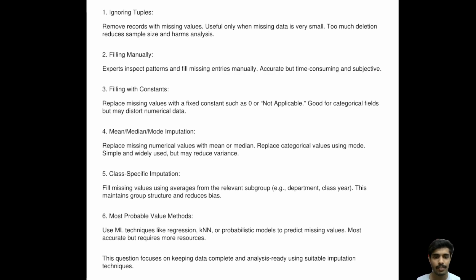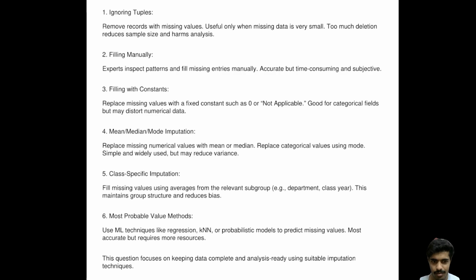Another is class specific imputation. So filling missing values based on subgroup averages. It basically means, for example, using the average rating for second year AI students for that subgroup, right? If I have the average rating of second year students who are pursuing AI, I will specifically take the mean or mode for the marks of that specific group of students. So it gives you much more accurate data related to that field, right?